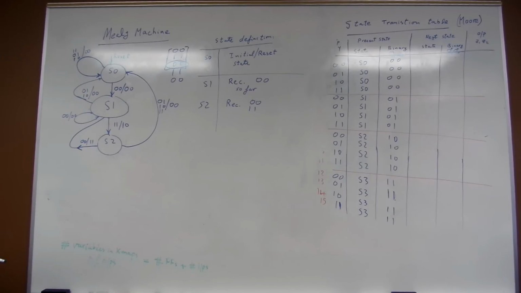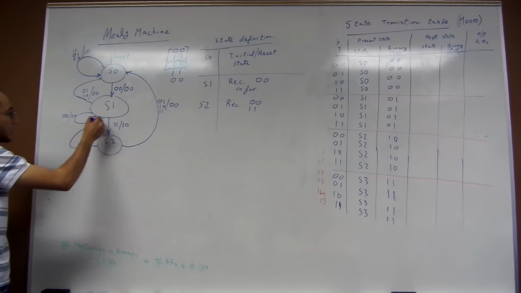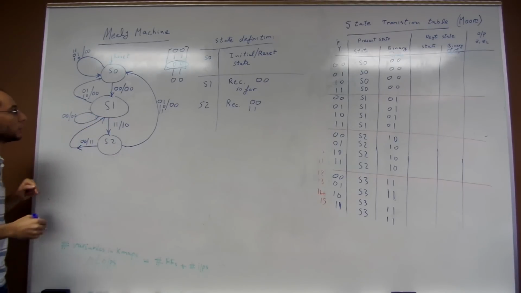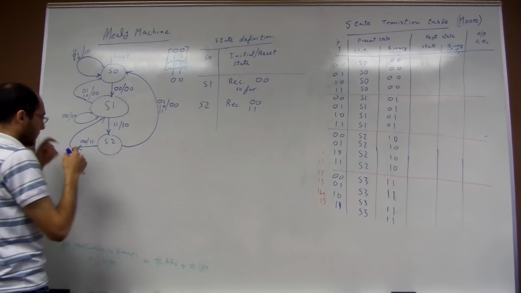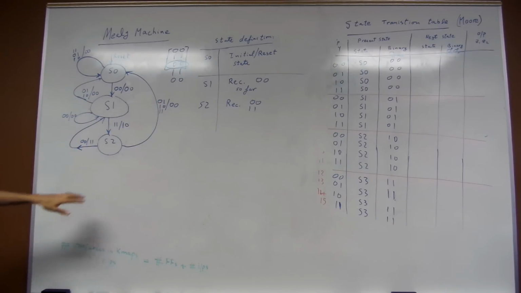Well, let's double check. Each state has to have 4 arrows. 2 power 2 is 4, so each state has to have 4. This is 3 and 4. S1 has 1, 2, 3, and 4. Okay, and that's an arrow coming in. Alright? S2 has 1, 2, 3, 4. So we're done. So we did not need another state.